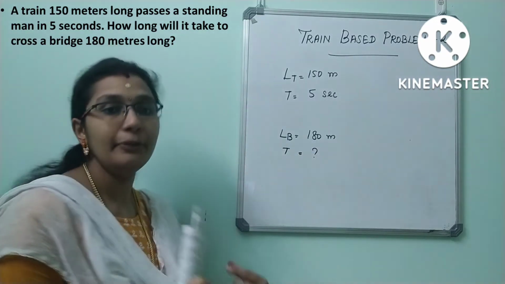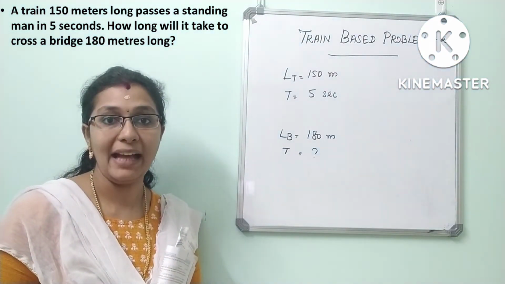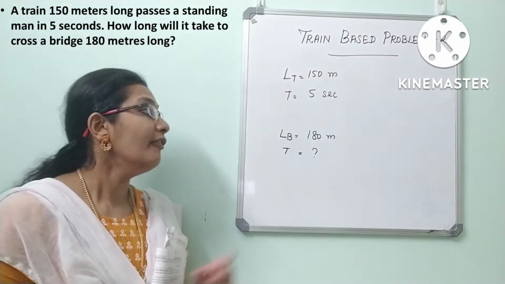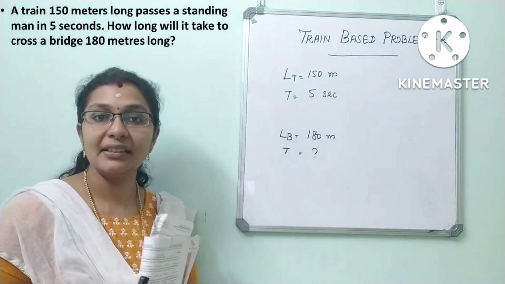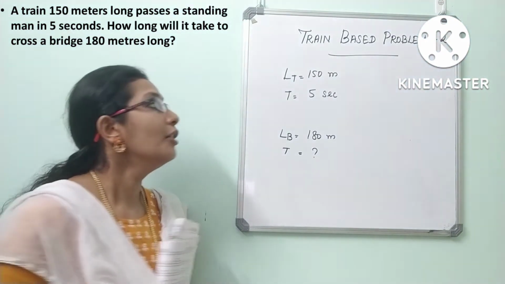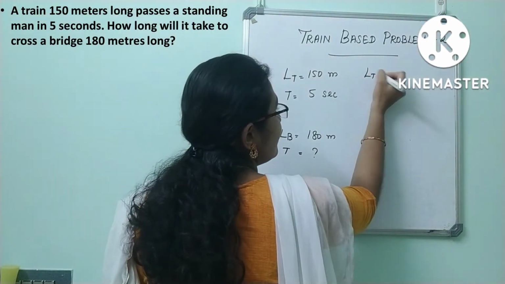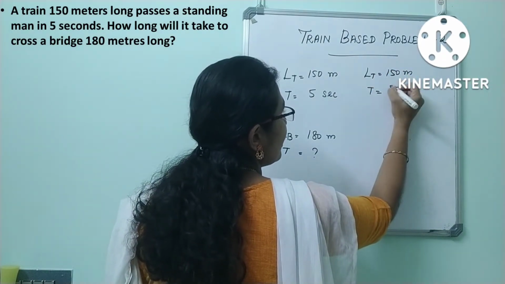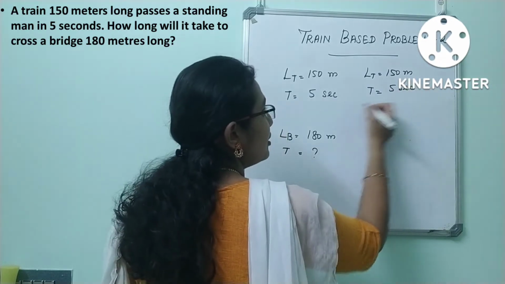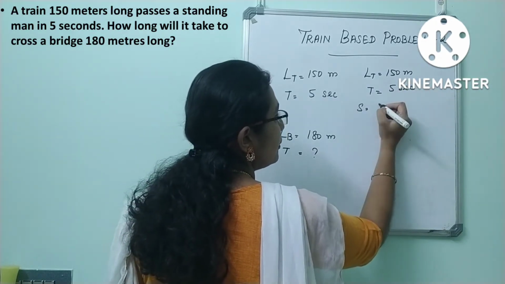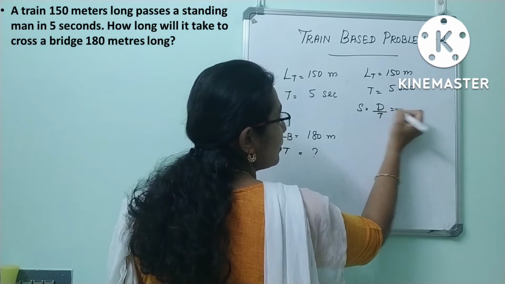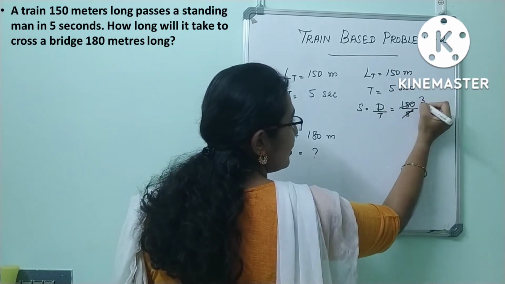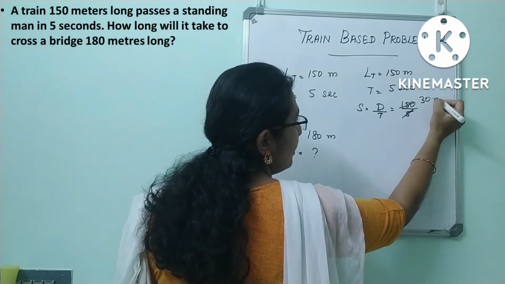If in the first case it is crossing a man whose length is negligible, we won't consider the length of the man. Whereas in the second case we will consider the length of the bridge too. So in the first case the length is the same, 150 meters, and the time taken is 5 seconds. From this you can easily calculate the speed. Speed is equal to distance by time. So here distance is 150 by time is 5. So 5 threes are 15, 30 meters per second.